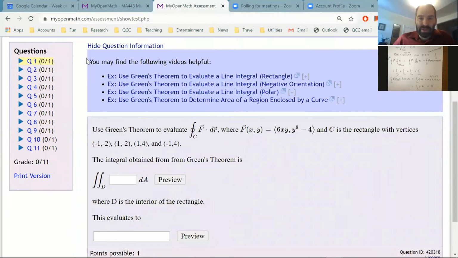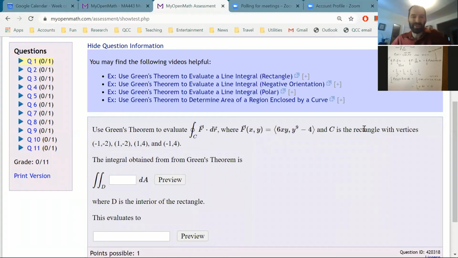Here we have some stuff on Green's. This is the next section, 6.4. This is about Green's theorem. We talked about that in the last couple lectures. Here's going to be a problem similar to the one we just did for flux. Here we have to do an integral around a rectangle, right? So you're going to do this one the same way. You're going to break it down.